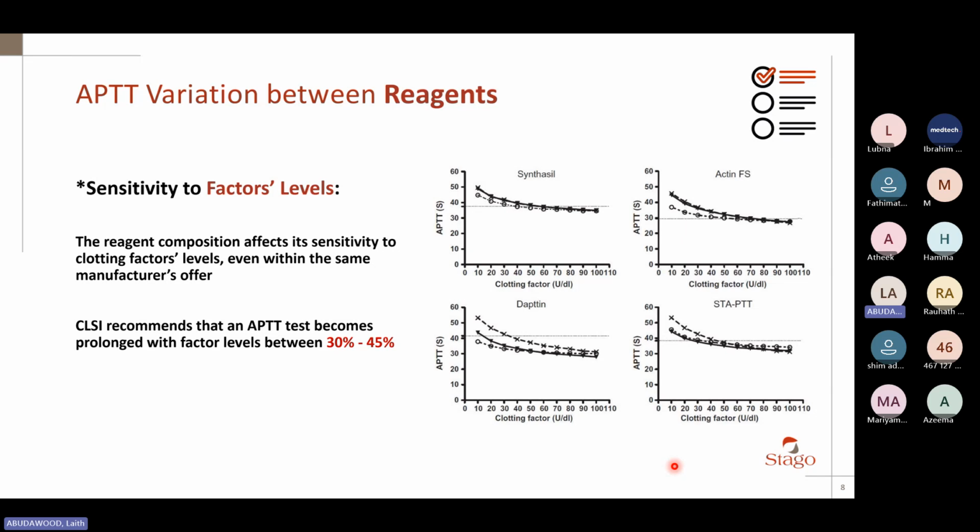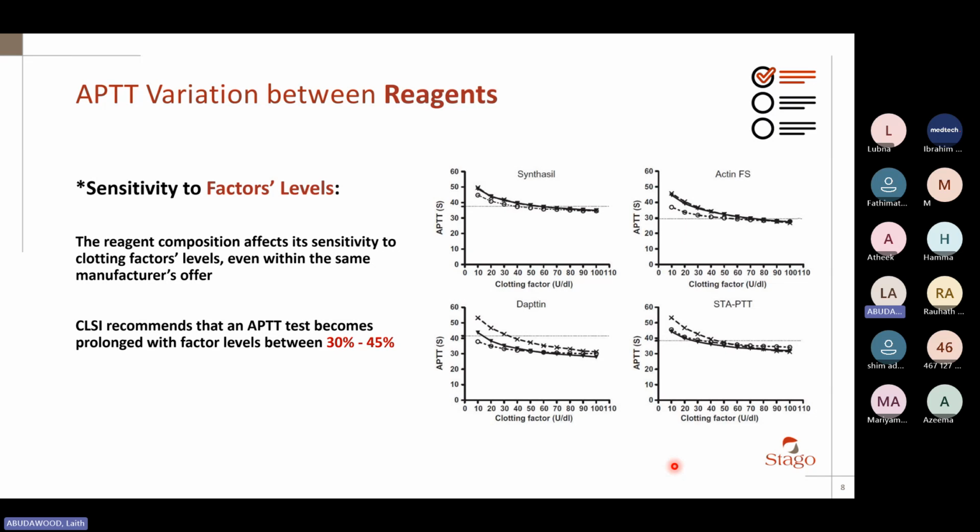So if any of the factors, intrinsic or common pathway, is between 30 to 45%, your APTT reagent should be normal. If it drops below 30%, more or less, it should become prolonged. Otherwise, its sensitivity is not good. Then why don't we increase it to 60%? That is, APTT should be prolonged if we drop below 60%. But if your patient is at 50 or 55% or 45%, they're absolutely normal.